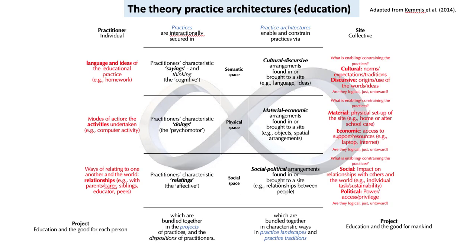On the side of the social, we're encouraged to think about the arrangements that are holding that practice of education, homework, in place. So what's enabling and constraining the practices? What are the cultural norms or expectations? Who tells us that doing homework is a good thing, is something that we should do? Where did that norm or expectation come from? You might have to do some research to find out about that.